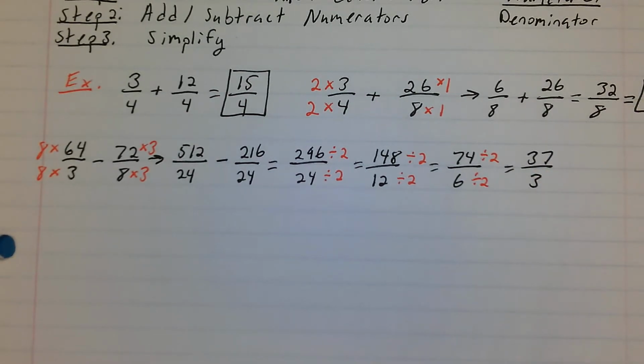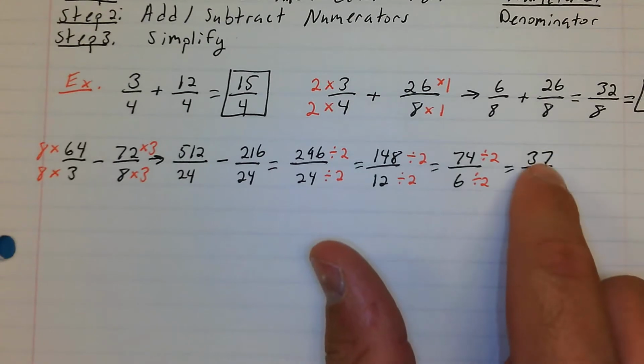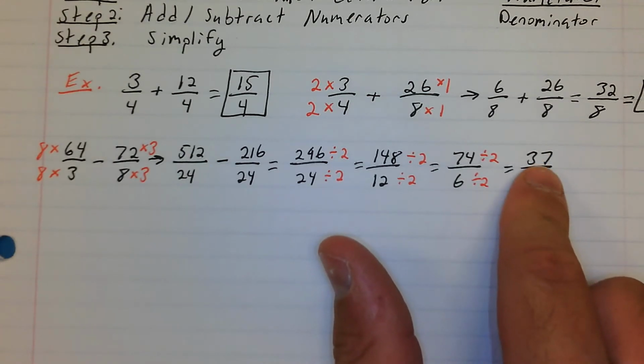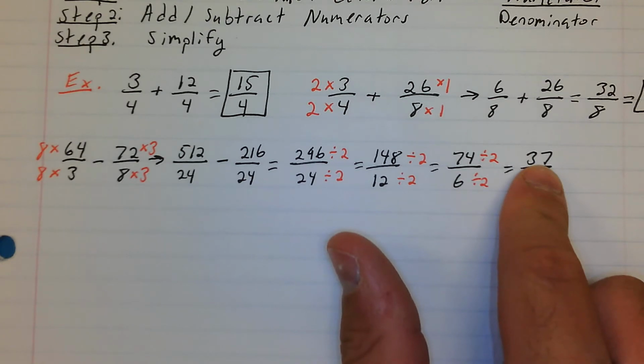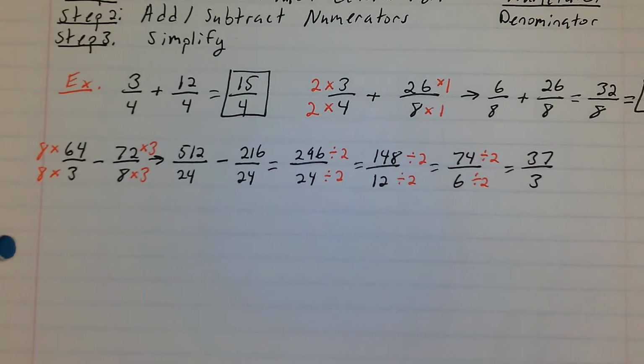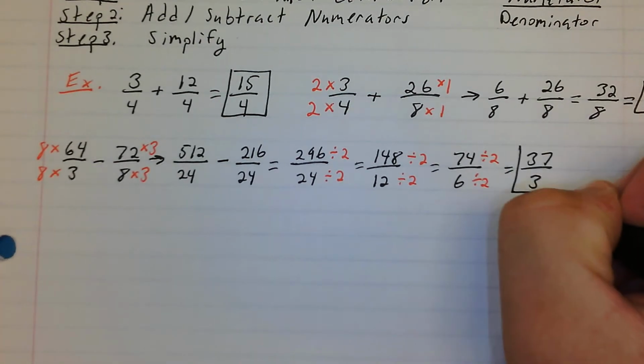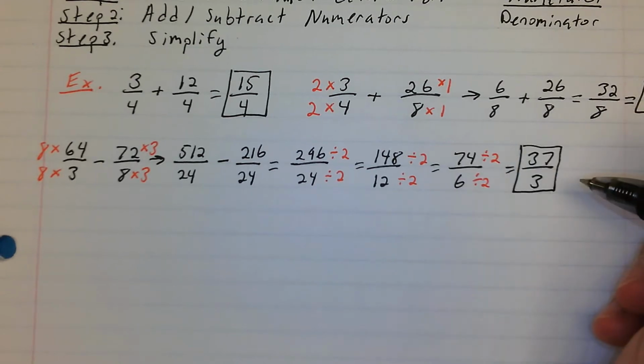Alright, so now let's look at that. The only thing I can divide 3 by is either 1 or 3. And 3 does not evenly go into 37. The closest I can get is 36, which would be 3 times 12, or I can get 39, which would be 3 times 13. Neither one of those will work. So I cannot simplify this any further, and therefore my answer is 37 over 3, or 37 thirds.